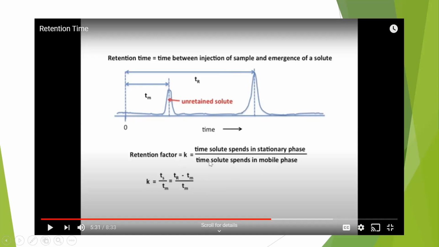So the retention factor is calculated by using this formula: time the solute spends in the stationary phase divided by time solute spends in the mobile phase. So this is the difference of TR minus TM. TR is the time for the retained species, the time taken for the analyte. And TM is the time taken for the unretained or non-retained solute. TR minus TM divided by TM.